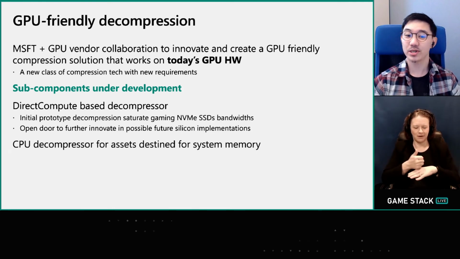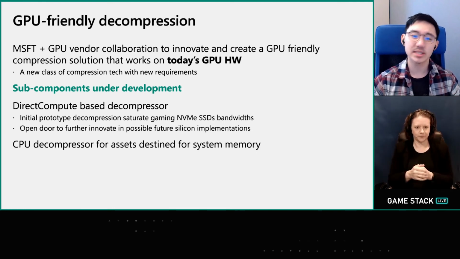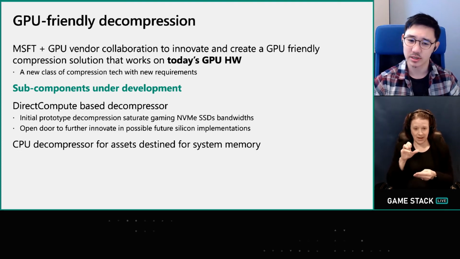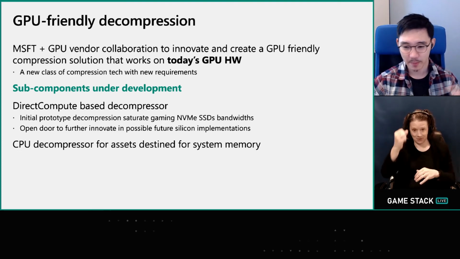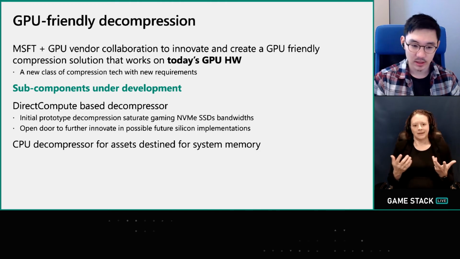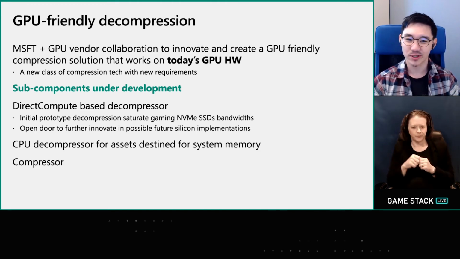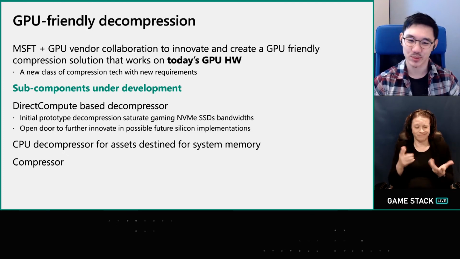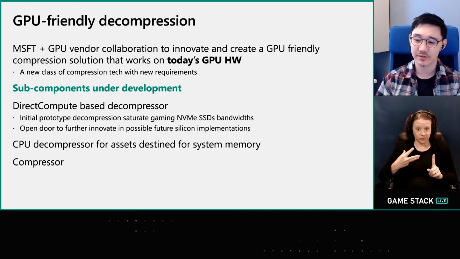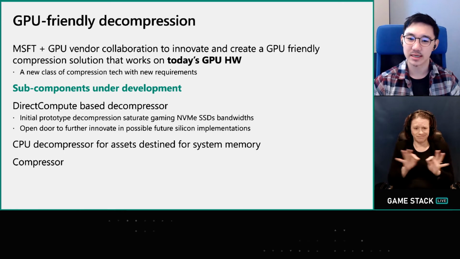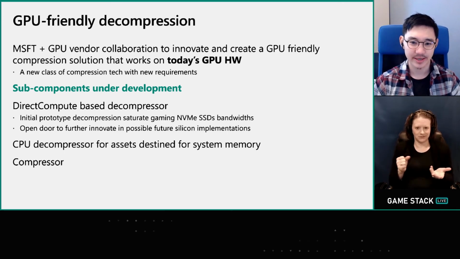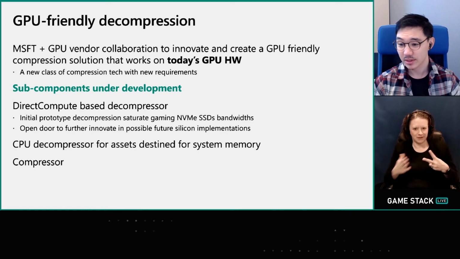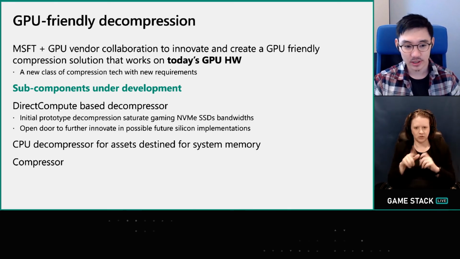There's a CPU decompressor for assets. Like we were saying, a lot of the assets are destined for the GPU, but not all of them. And so we do have to provide a CPU decompressor for assets destined for system memory. Audio was an example. And finally, of course, a decompressor is useless without a compressor. And so we're building that as well. Those are under development. This package will be part of the DirectStorage package that we will deliver to you so you can take advantage of this technology.